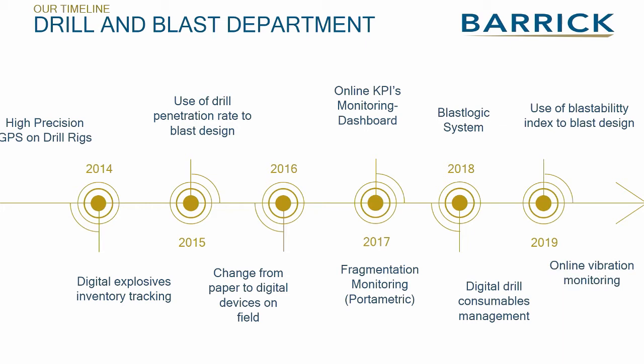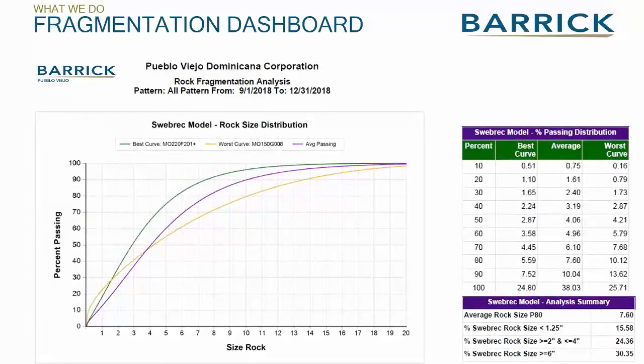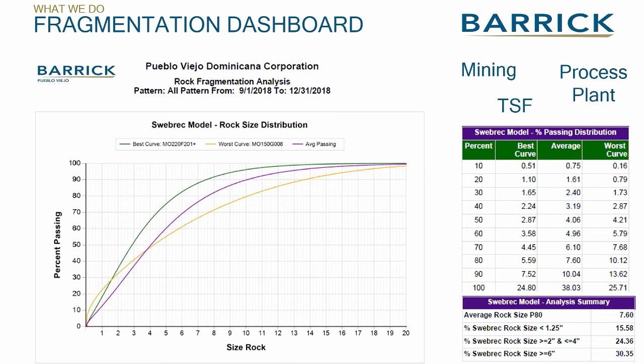And we started using, at the beginning of February, our online vibration monitoring. We also have fragmentation dashboards. Since fragmentation is fundamental to mining, this information is highly valuable for the mining area, our tailings storage facility, and our process plant. So basically what we have here is we take pictures with the PortaMetrics, as I told you before, and we have our best curves, our worst curves, and average passing. And basically the pad size and the fines that we have in the mine.